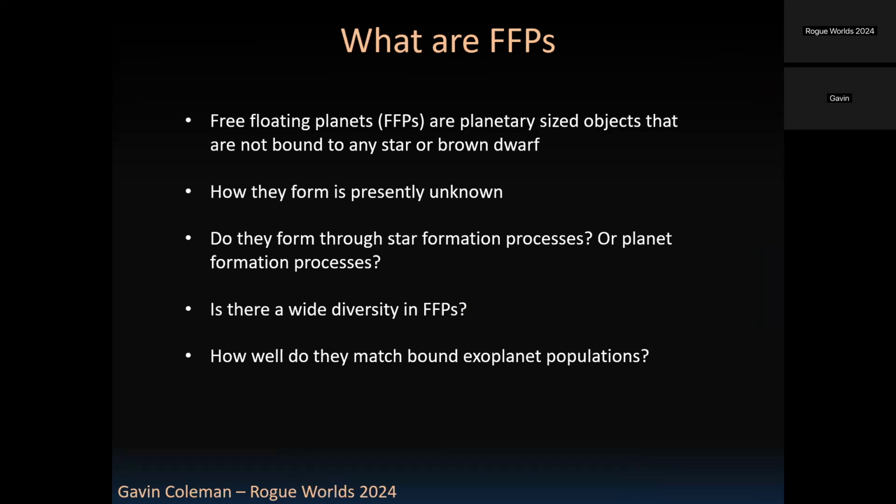So just quickly on this bit, we all know what FFPs are: planetary size objects, or one finalist planetary size objects. They're not bound to any star or brown dwarf. How they actually form is very unknown. There's a large mass range in observations. You've got the super Jupiters, and now we're going down to terrestrial planets.